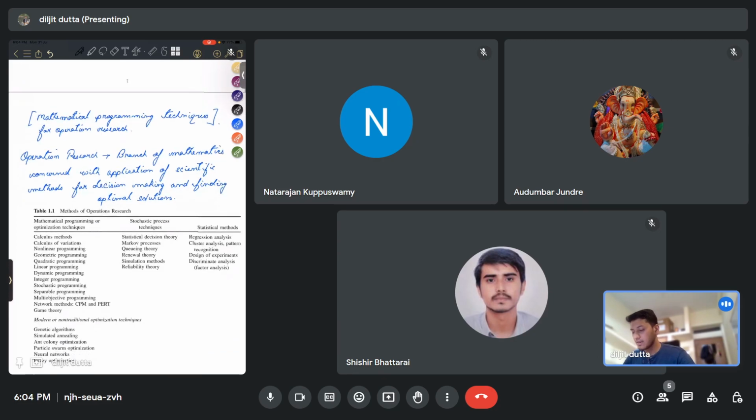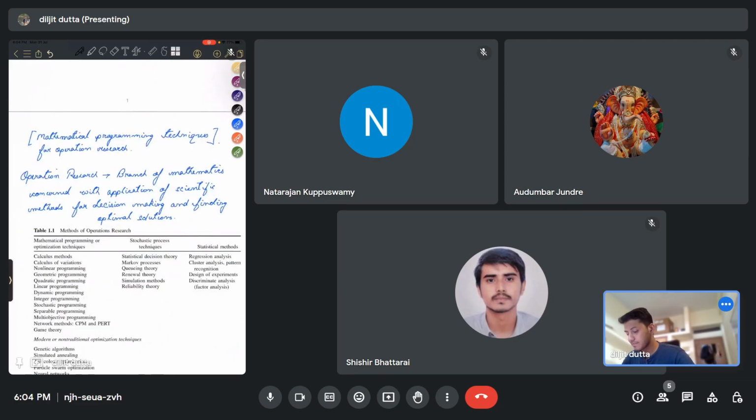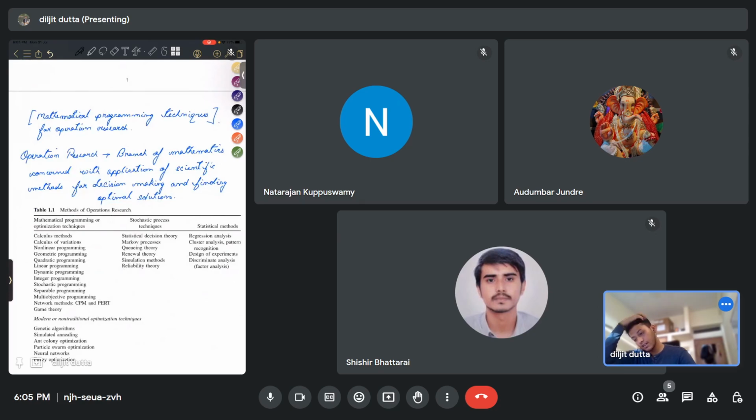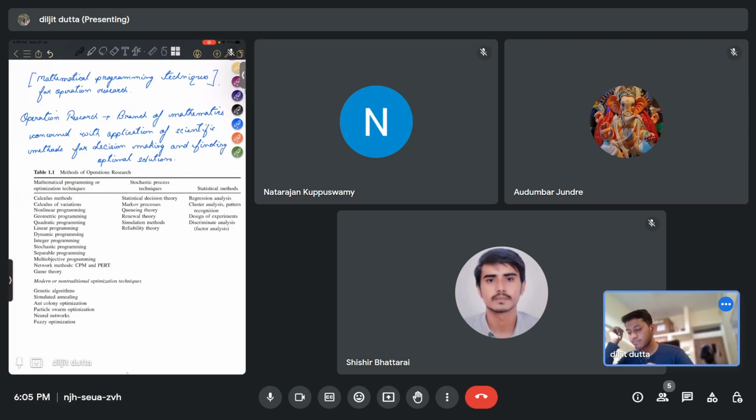So let's get started. First of all, let's see why optimization came into study, what is the reason, and why it is part of a very broad field called operations research. Operations research is a branch of mathematics concerned with the application of scientific methods for decision making and finding an optimal solution.